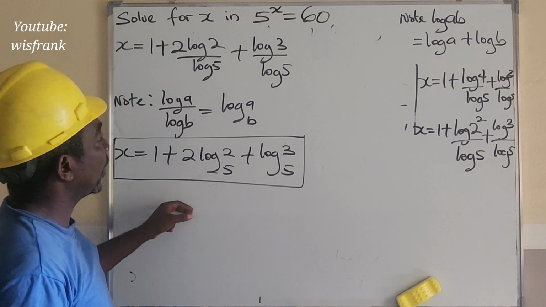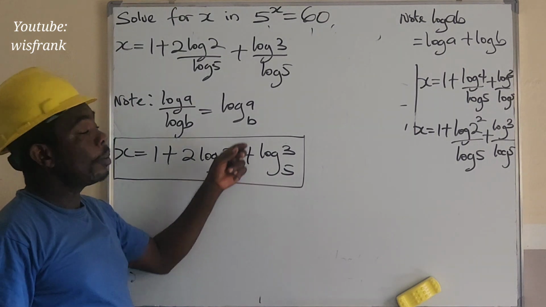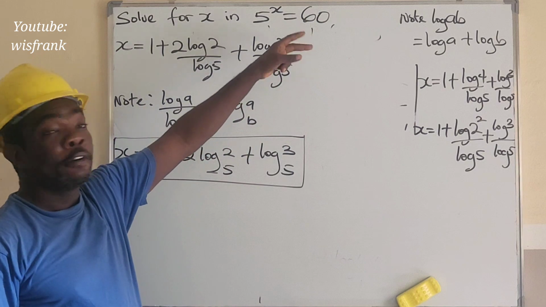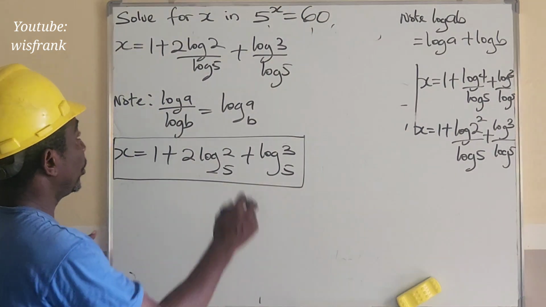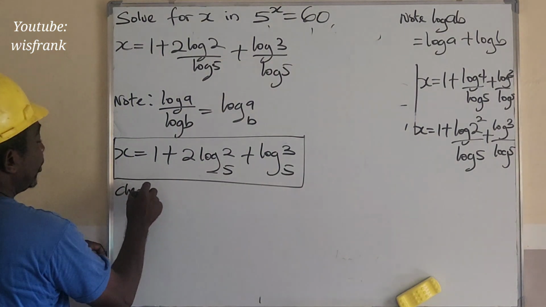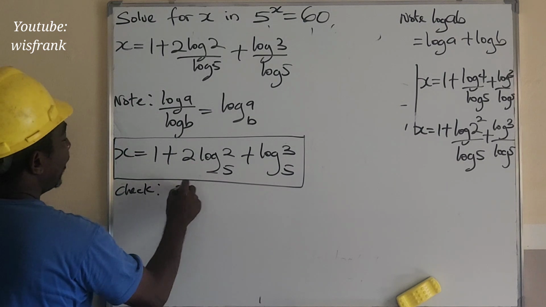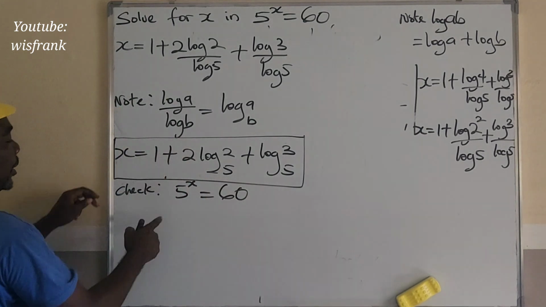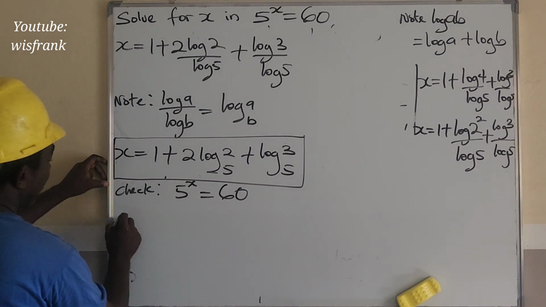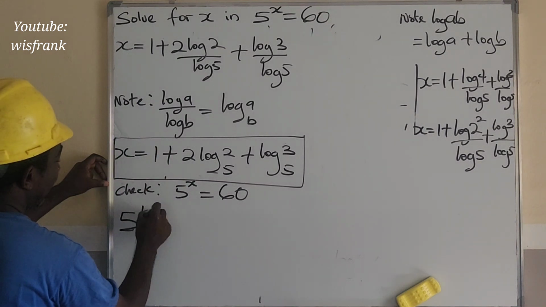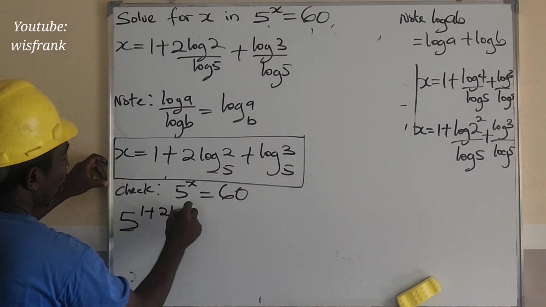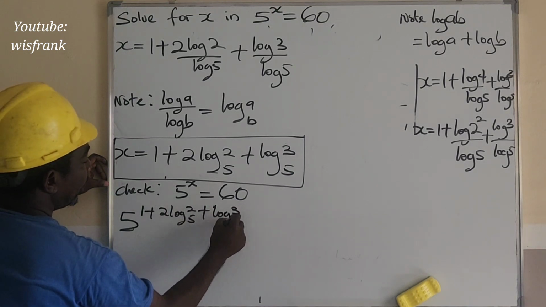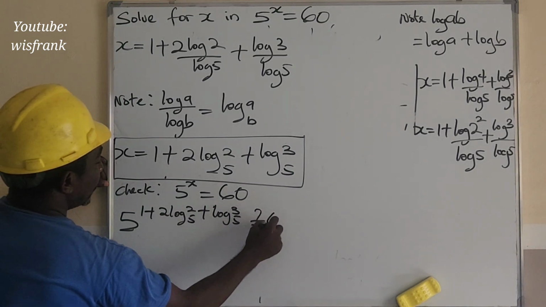We can do a little check to see, when we substitute this into this expression, whether we have 60 on the other side of the equation. So we have here the check: when we have 5 to the power of x, will this equal 60 when we substitute the value of x? So 5 to the power of 1 plus 2 log 2 base 5 plus log 3 base 5. Will this equal 60?